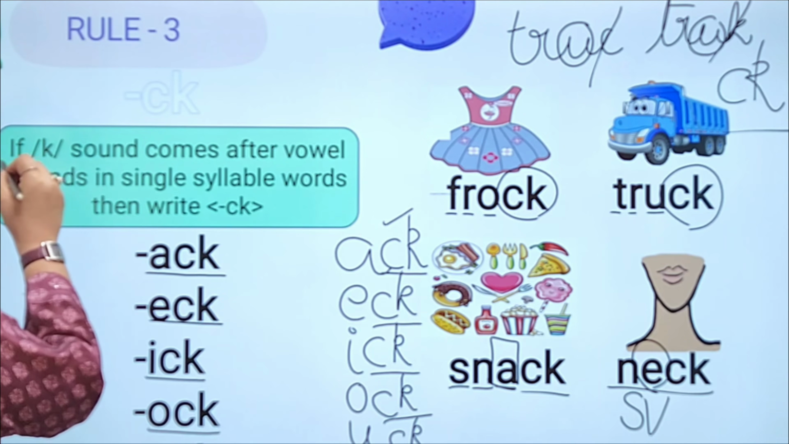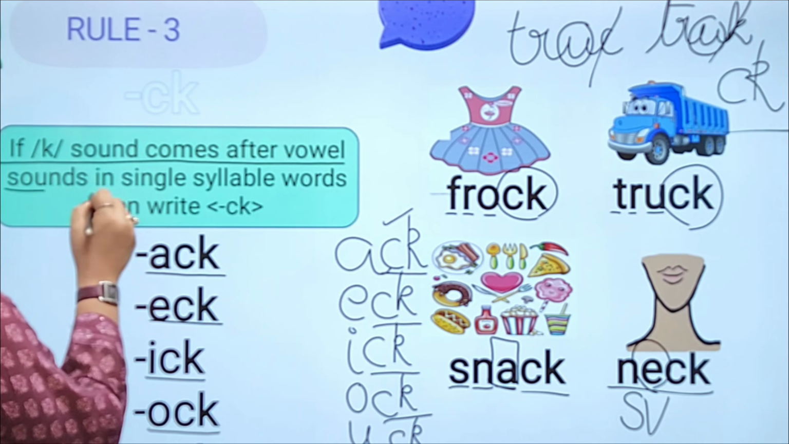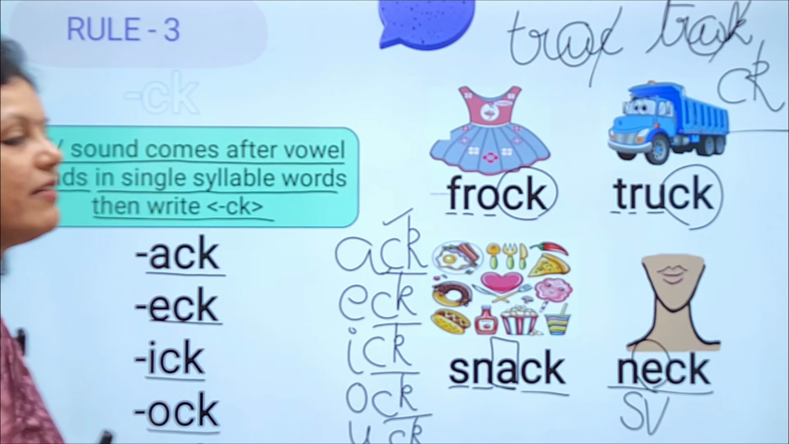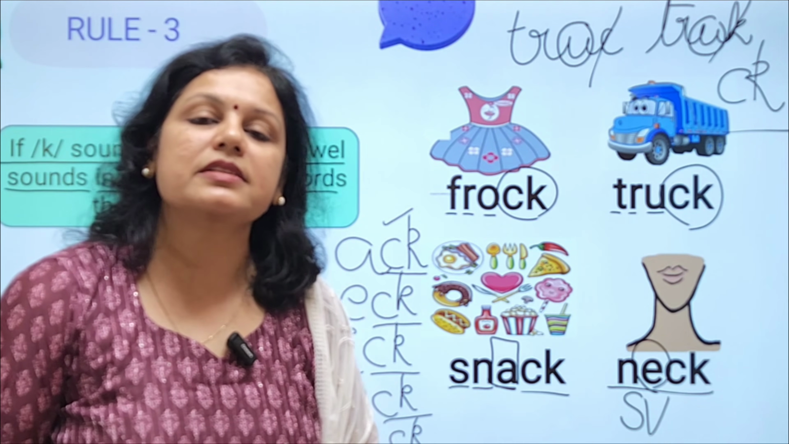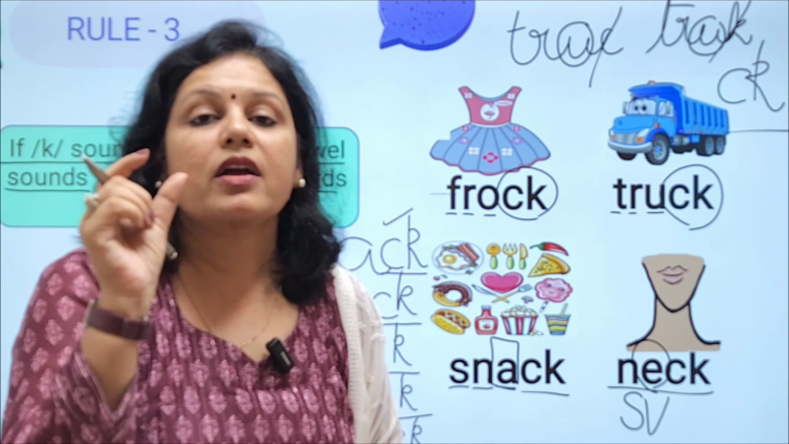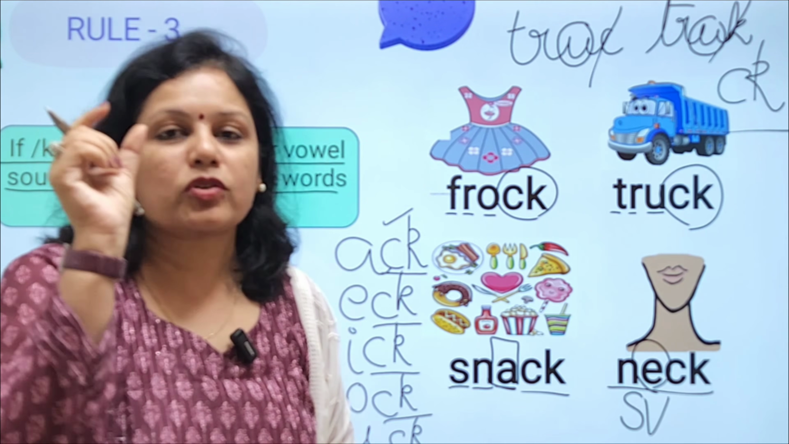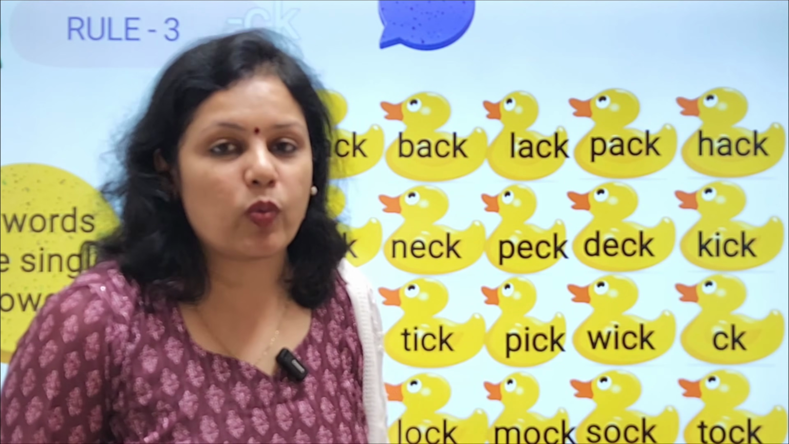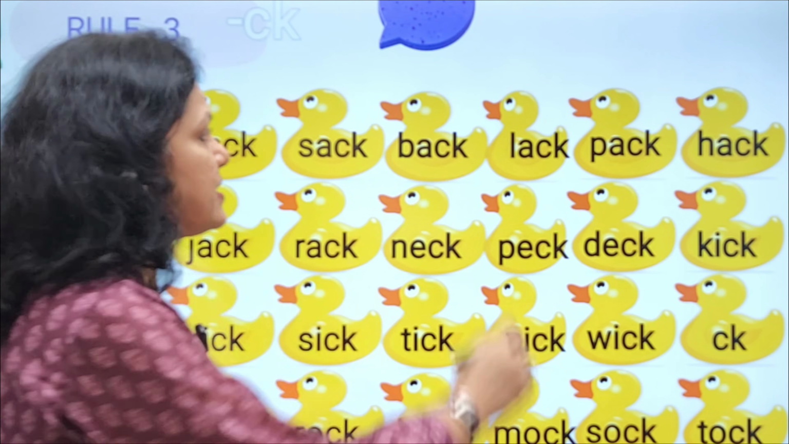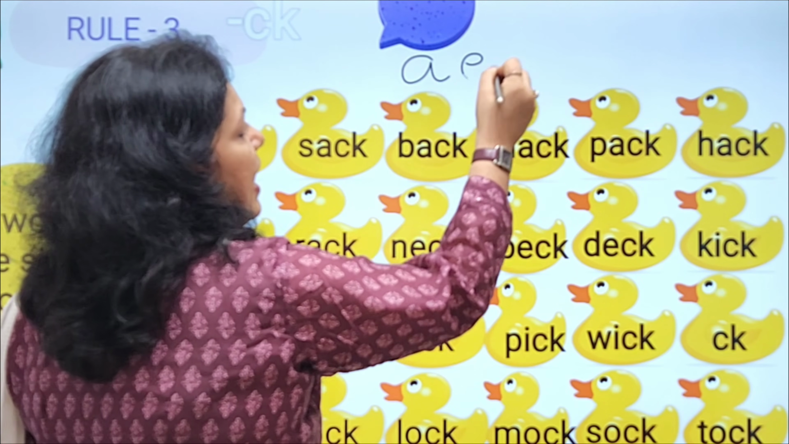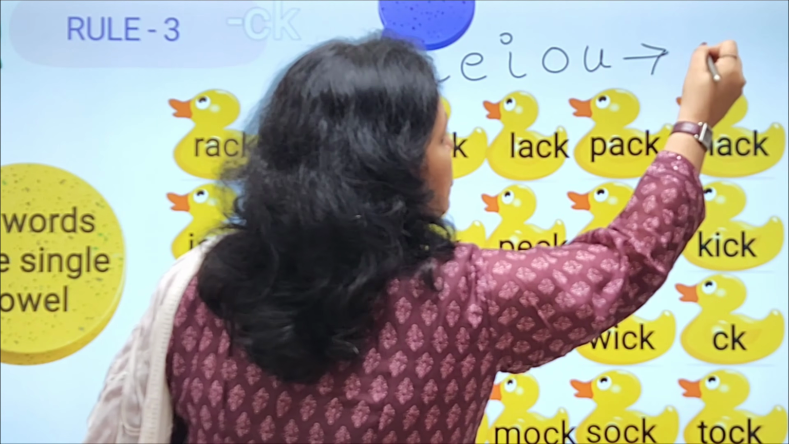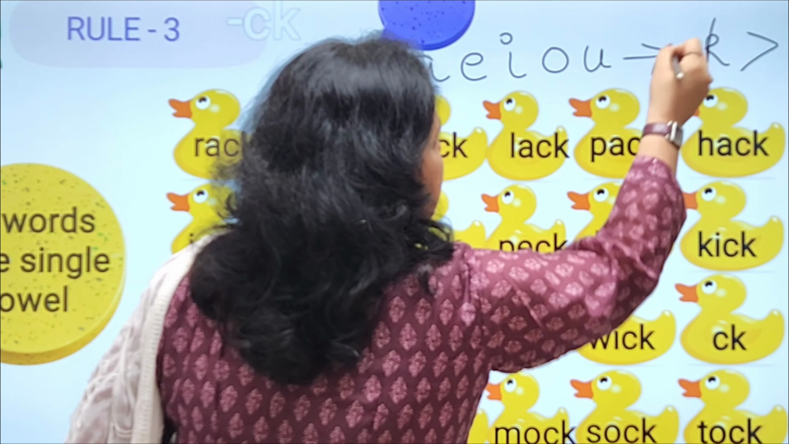What is the rule here? If the K sound comes after a vowel sound in single syllable words, then we write CK. What is a syllable? Syllable means that portion of the word which contains one vowel. Let us see a few CK words. So in each of these words, like duck, you will find that the K sound at the end is always written as CK. And what is the basic rule? That whenever A, E, O and U are followed by the K sound, they will be written as C and K.